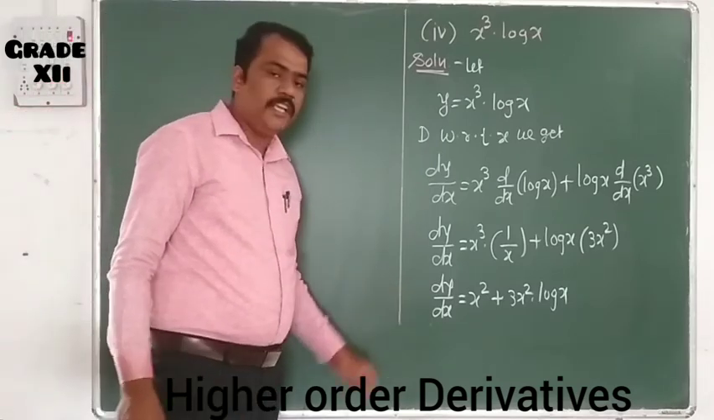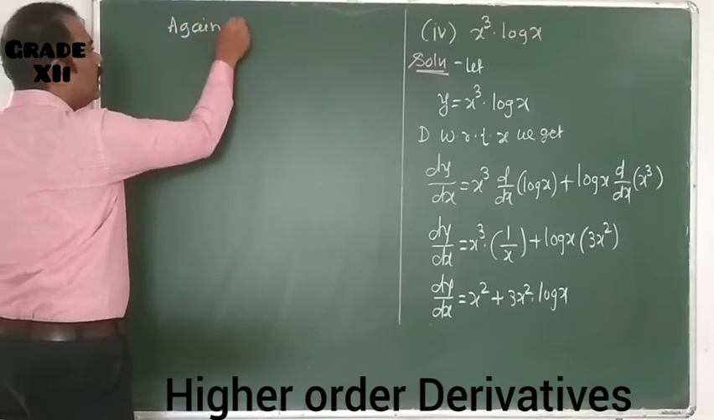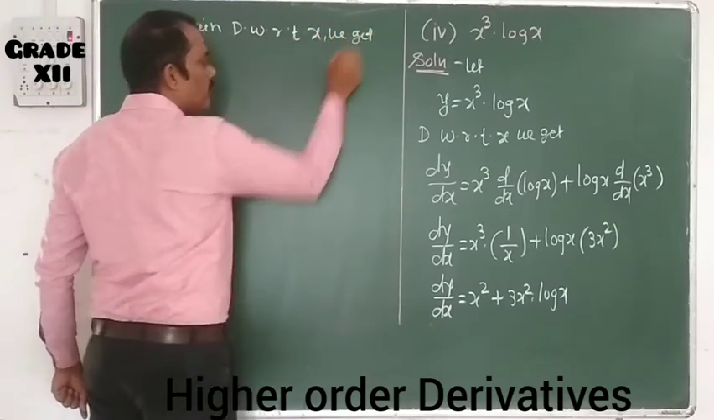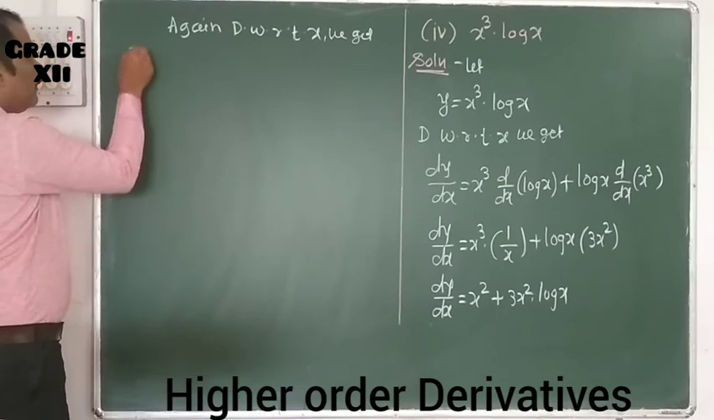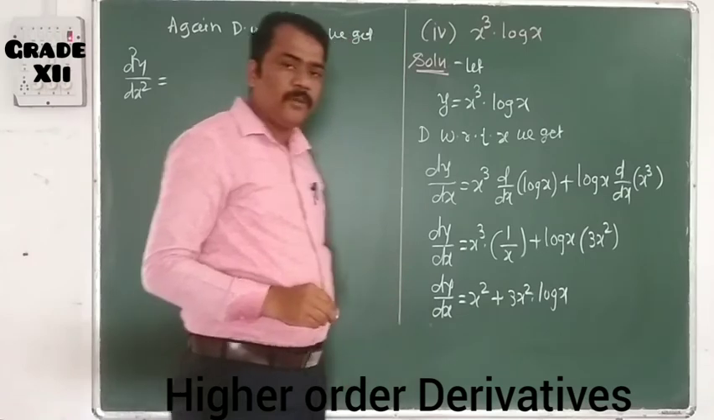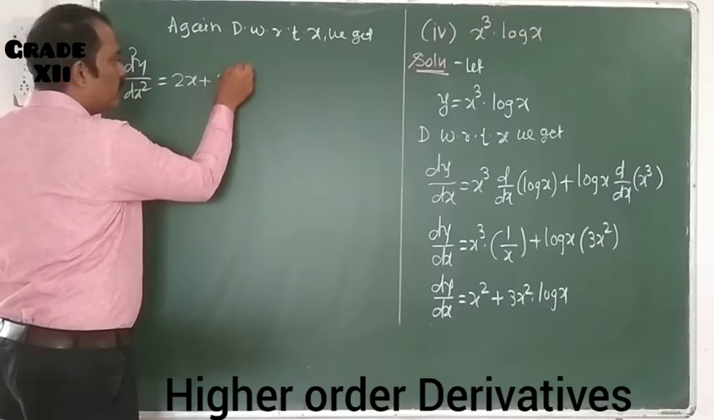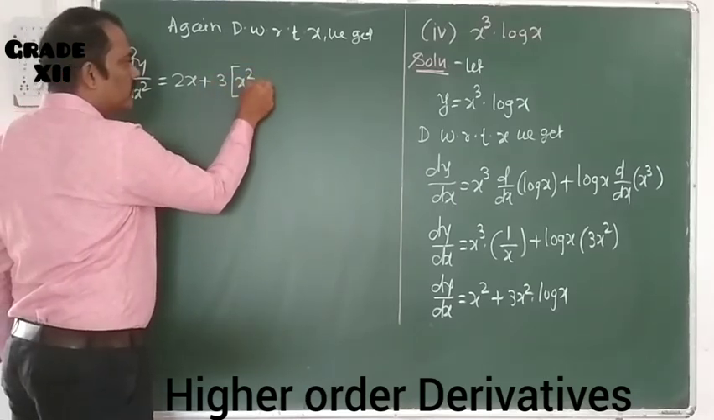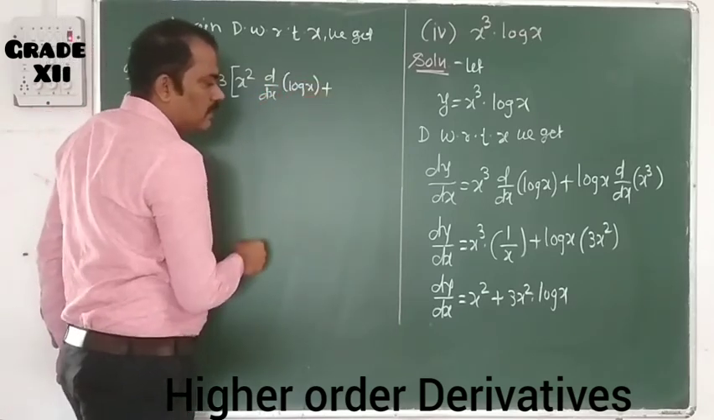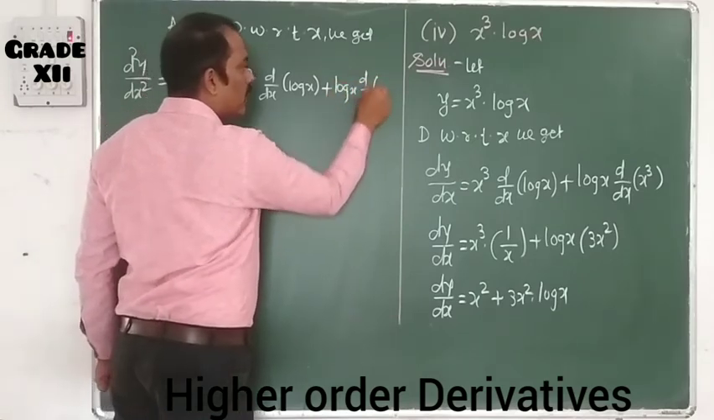We have to find the second order derivative, so again differentiate with respect to x. What we get is d2y/dx square equal to, what is the derivative of x square? The derivative of x square is nothing but 2x, plus 3 into, we have to use the product rule. First function as it is, x square as it is, d/dx of log x, plus log x as it is, d/dx of x square.